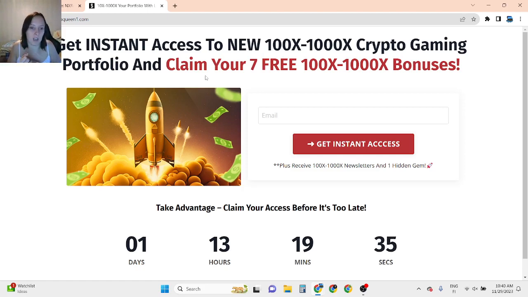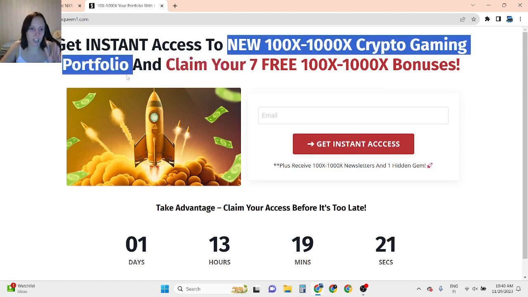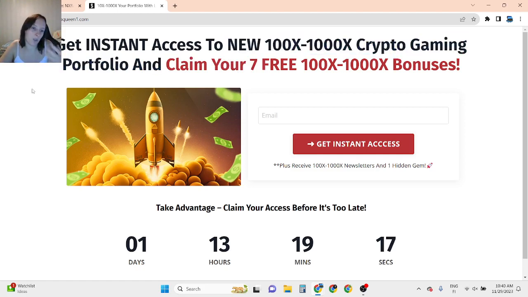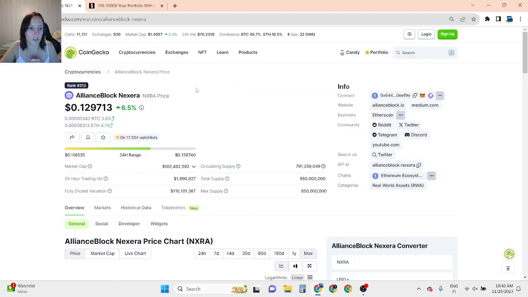For me, I started really investing in cryptocurrencies at the beginning of this year, and I have already made life-changing money, but I want more. I want bigger gains. I want those 100,000 gains. So that's why I'm following this 100,000 crypto gaming portfolio and buying the same cryptocurrencies that are inside it. So definitely check this out.